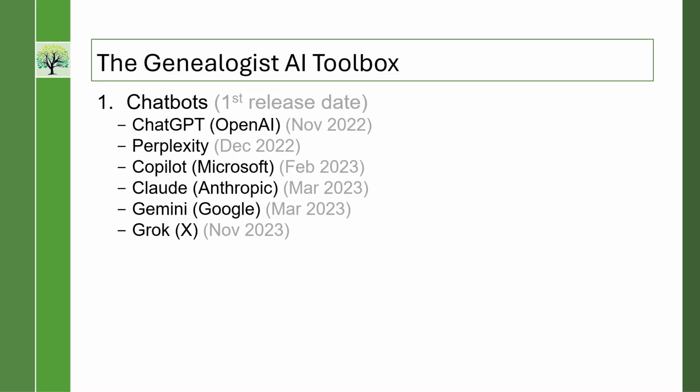Perplexity is another one. That was the next one released. We do use that one periodically. I have used Copilot. I don't find it a great one for family history work. Claude is becoming very popular with family historians and genealogists.